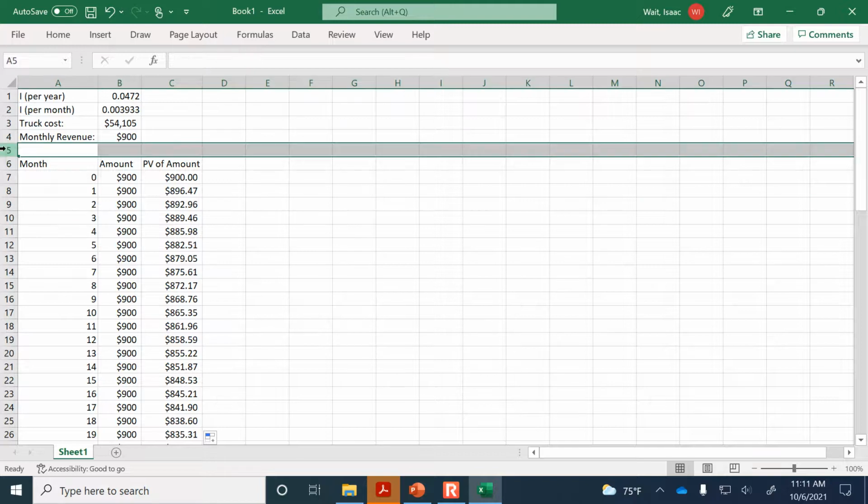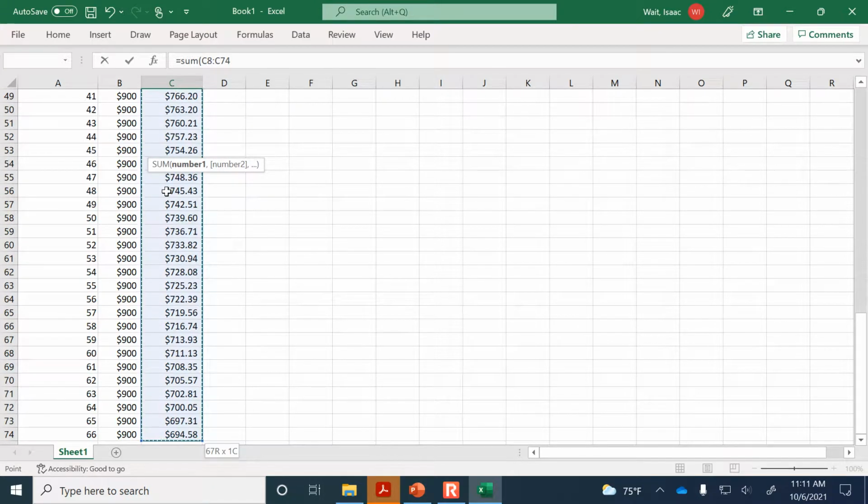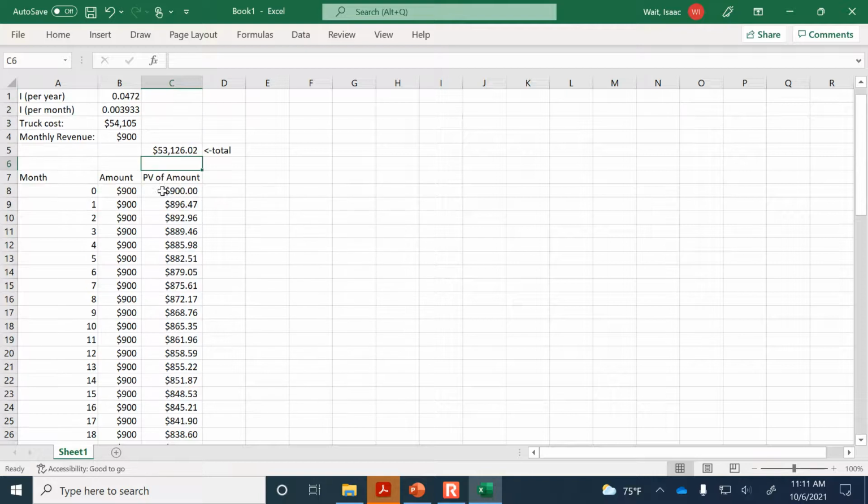And I'm going to add another line here just because it's more convenient up at the top if I identify the total. So I'll just do the sum function, equals sum, I'll start down here, and I'm going to press Control, Shift, and the down arrow, and it goes through the bottom of the list. Enter. All right, so 53,126.